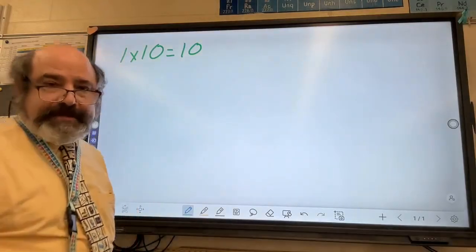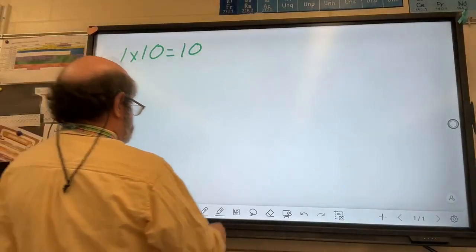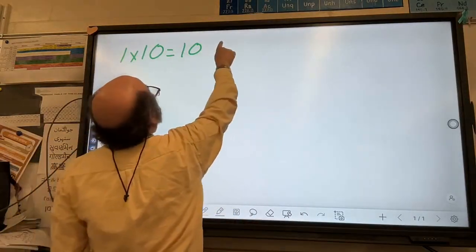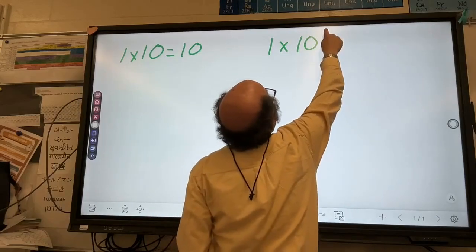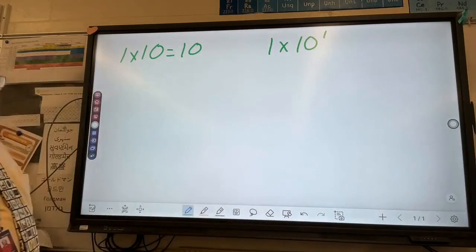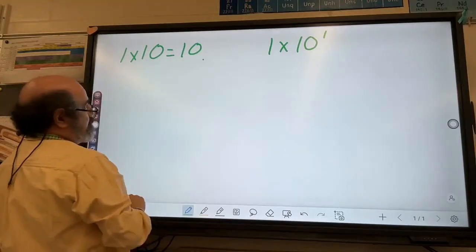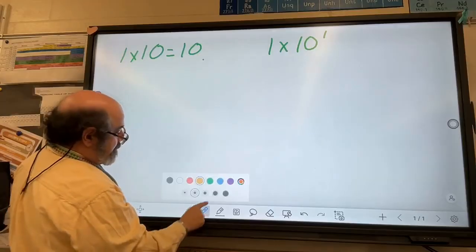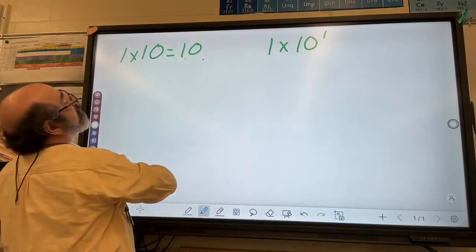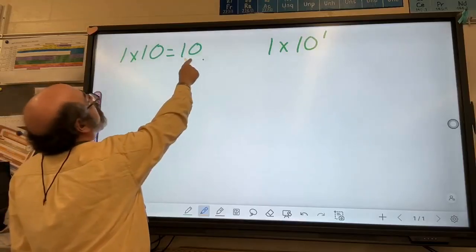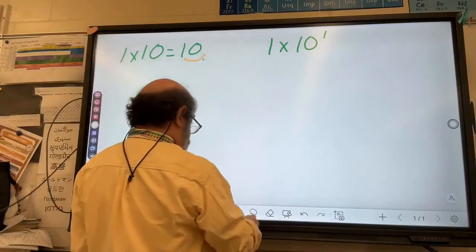Now we can also write that in exponential form, which is 1 times 10 to the first. So notice we're multiplying 1 times 10. What we're doing is actually moving the decimal place from the 1 over a decimal place. That's what is going on here.